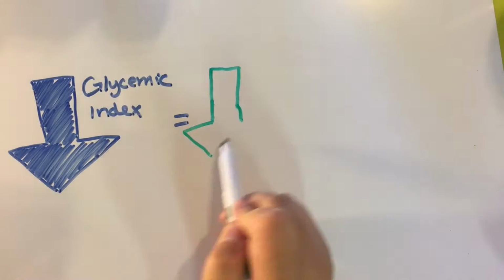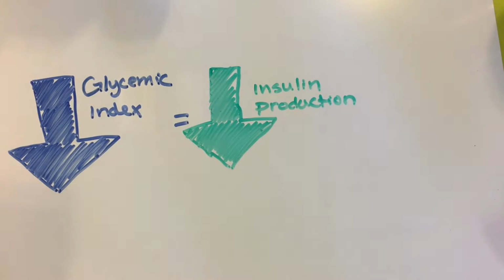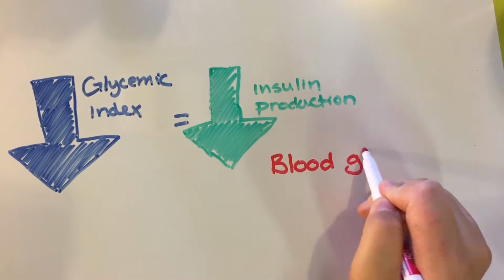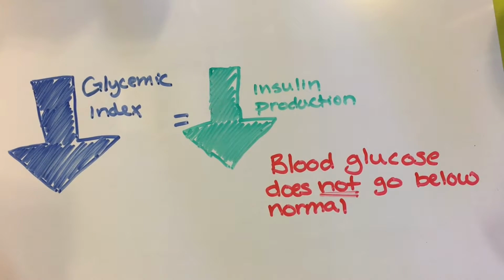On the other hand, a low glycemic index will allow less secretion of insulin, and all the GLUTs will be able to take in the glucose provided steadily without dropping the blood glucose level below the normal.